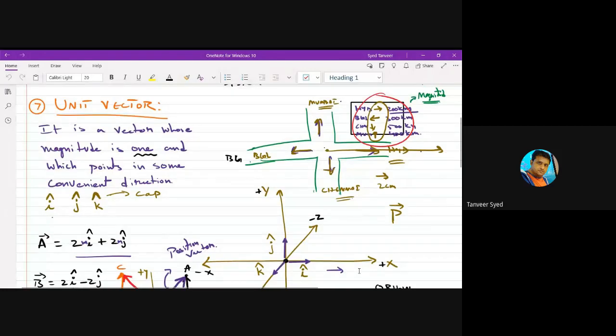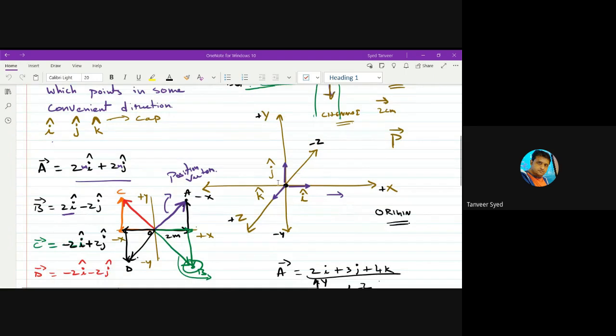Important thing, a vector which has unit magnitude and which points in any convenient direction. And the three convenient directions are the three basic directions that we use to represent any direction in three-dimensional space: x, y, and z axis, positive and negative. These are the three fundamental directions, a combination of which gives you any possible direction.